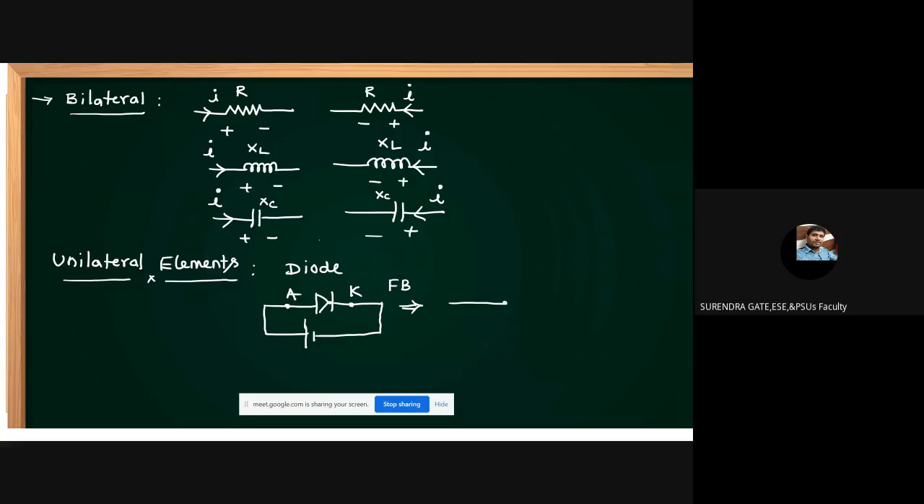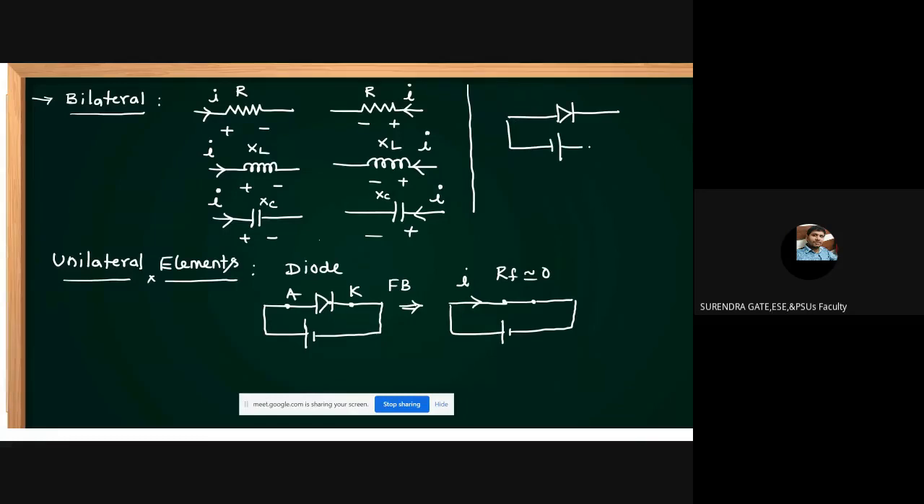If the diode is under forward bias condition, it is equivalent to a closed switch. Then what is the resistance offered in this path? RF is nearly equal to 0. Ideally, this RF is 0. Practically it offers some resistance, no doubt at all, but ideally it is 0. The current is in this direction.